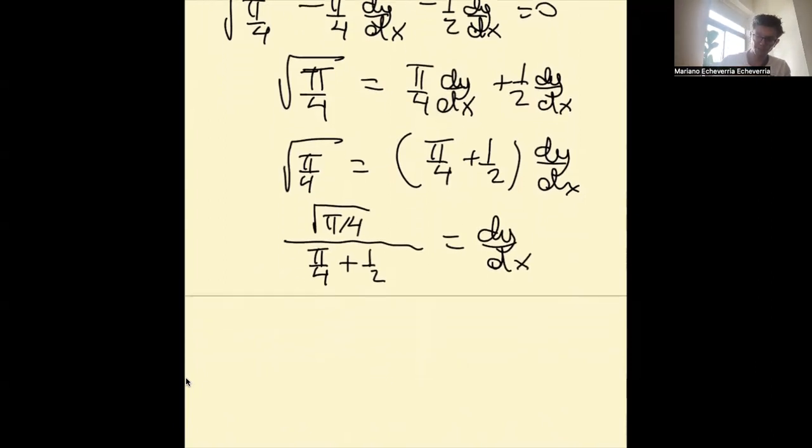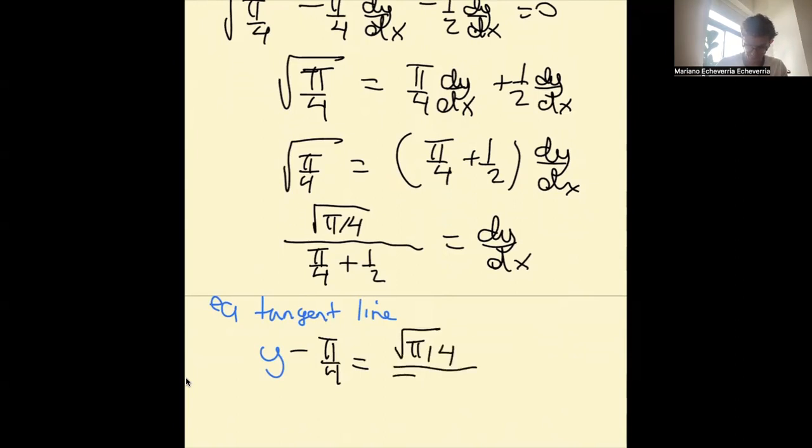The equation of the tangent line is easy because it's just y minus the y value that you were given. The y value you were given was pi over 4, equals the slope, right? The slope is this mess that you see here. So it's root of pi over 4 over pi over 4 plus 1/2, times x minus the x value. The x value was root of pi over 4.